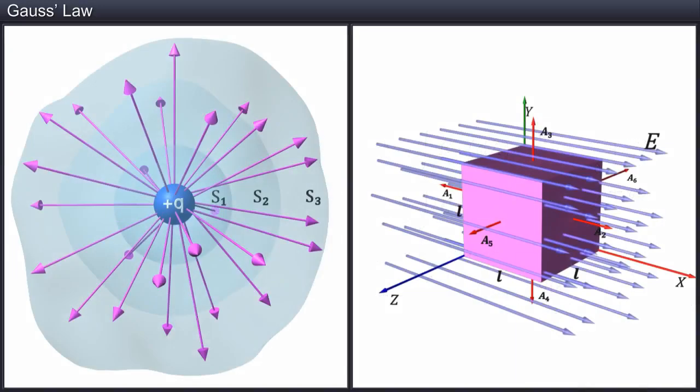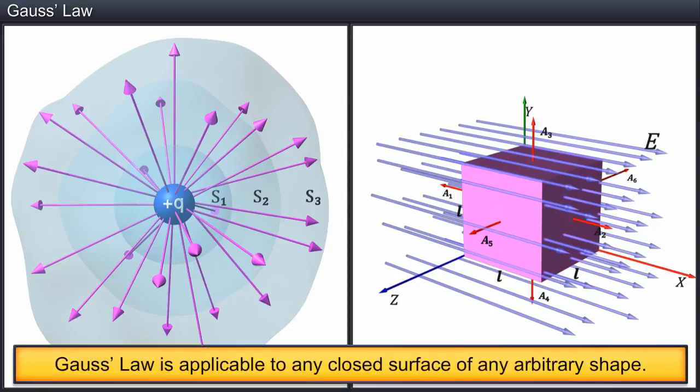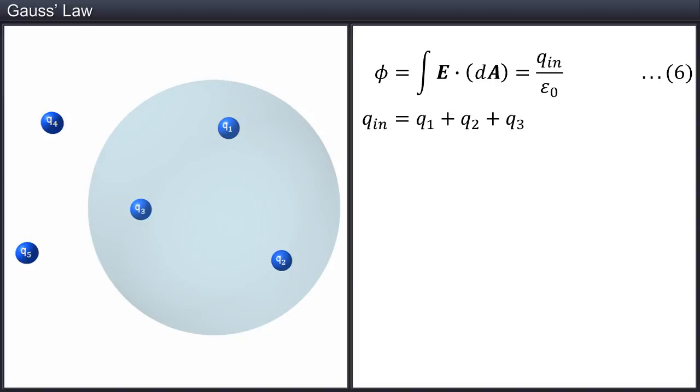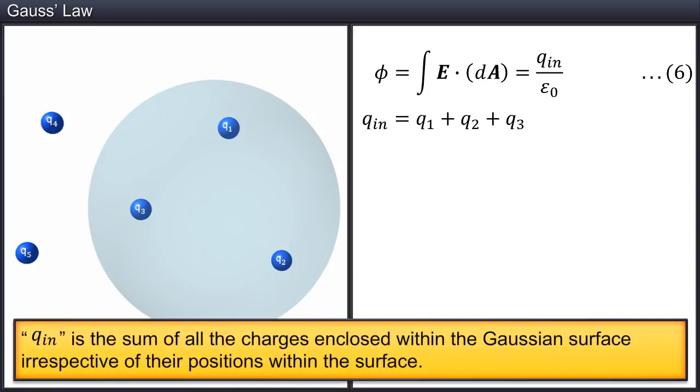From the above observations, we can look at some important points regarding Gauss law. Gauss law is applicable to any closed surface of any arbitrary shape. In the mathematical form of the Gauss law, we see that Qn is the sum of all the charges enclosed within the Gaussian surface, irrespective of their positions within the surface.